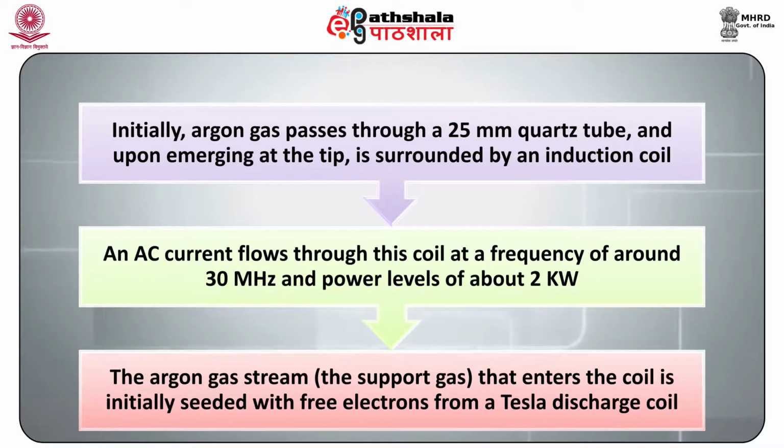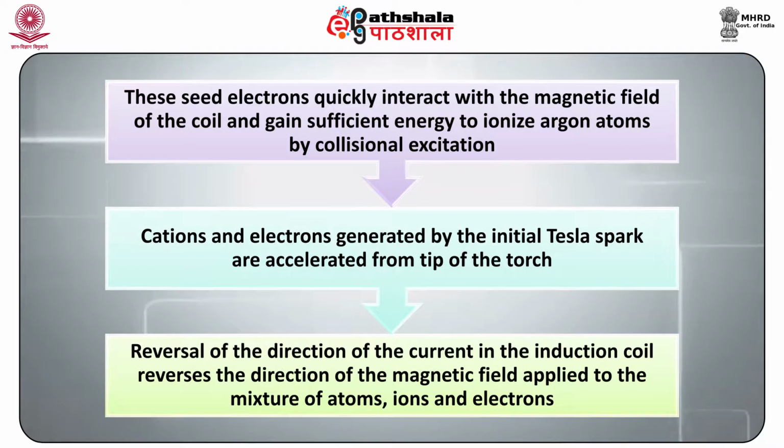An argon gas stream, the support gas that enters the coil, is initially seeded with free electrons from a Tesla discharge coil. The seed electrons quickly interact with the magnetic field of the coil and gain sufficient energy to ionize argon atoms by collisional excitation. Cations and electrons generated by the initial Tesla spark are accelerated from the tip of the torch. Reversal of the direction of the current in the induction coil reverses the direction of the magnetic field applied to the mixture of atoms, ions and electrons.